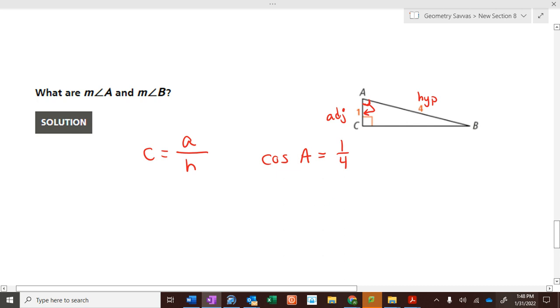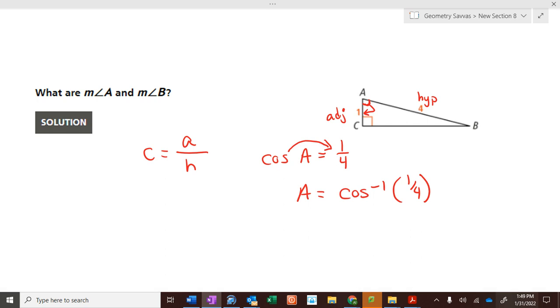Okay. Now, what am I looking for? The measurement of angle A, right? I want to get A alone on one side, so I've got to move the cosine to the other side. Now, we don't just divide by cosine. We can't type in 1/4 divided by cosine on our calculator and get anything. Our calculator is programmed to do what's called the inverse cosine. Where is inverse cosine located on your calculator? You hit the second button, so you go second cosine, and you type in 1/4. 75.5 degrees, okay? That's how you find A.